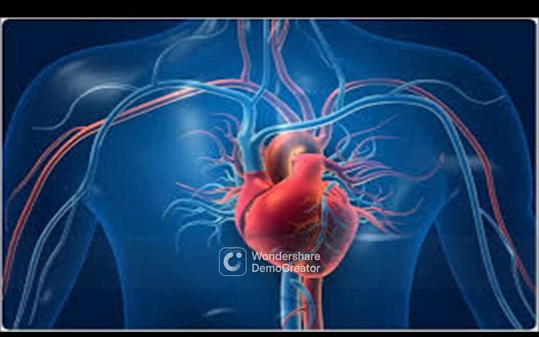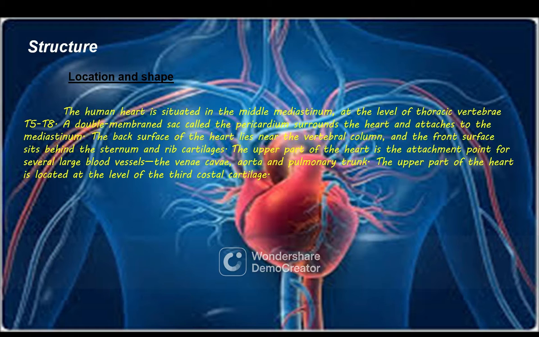Then I am going to talk about the structure of the human heart. The human heart is situated in the middle mediastinum at the level of thoracic vertebrae T5 to T8. A double membranous sac called the pericardium surrounds the heart and attaches to the mediastinum.